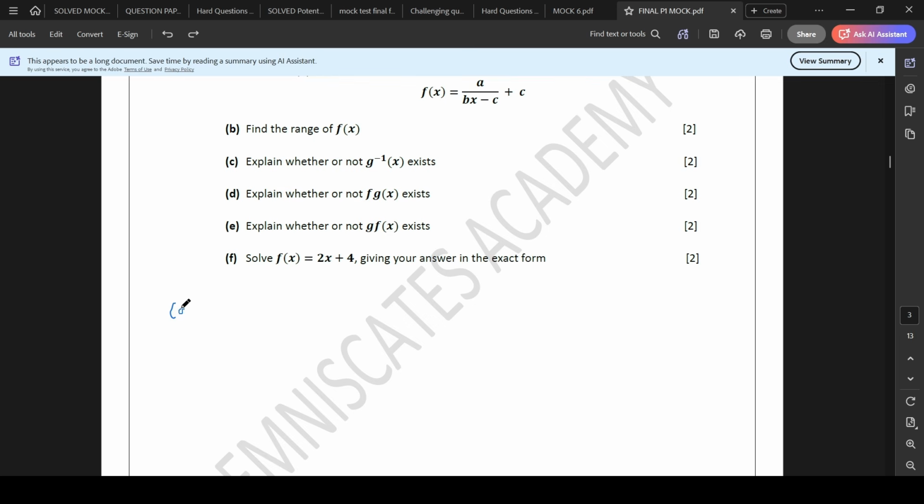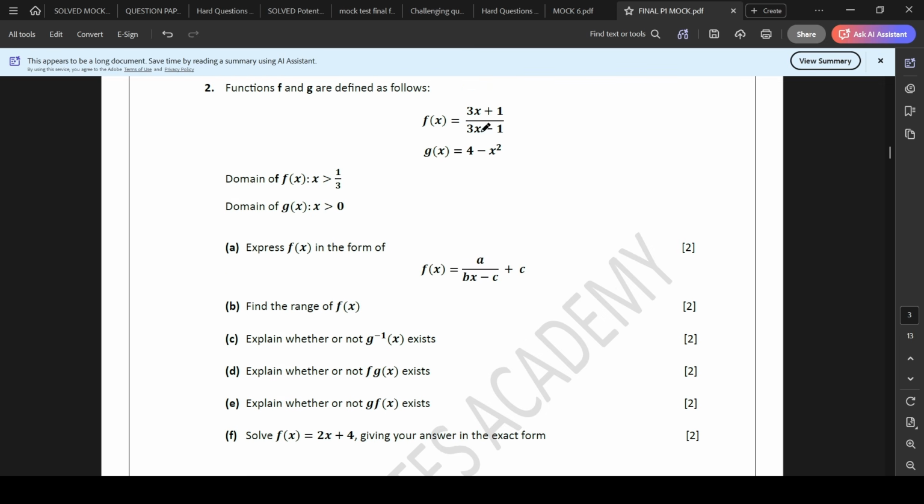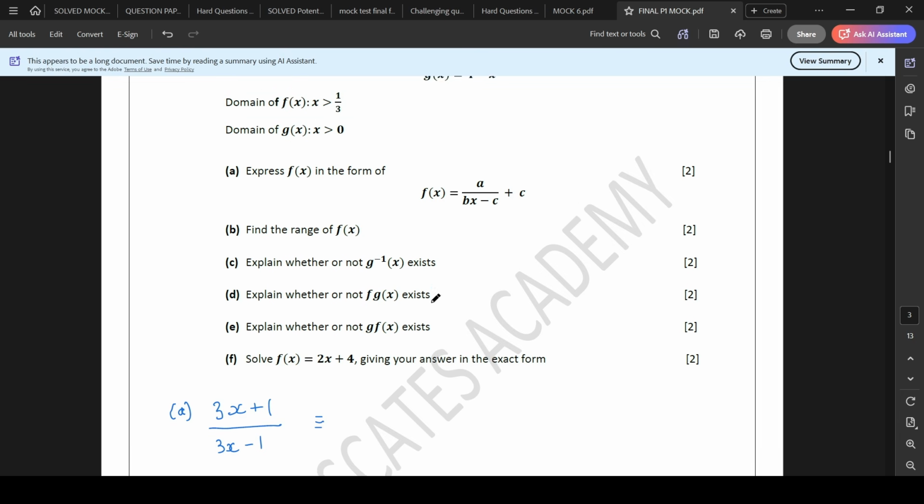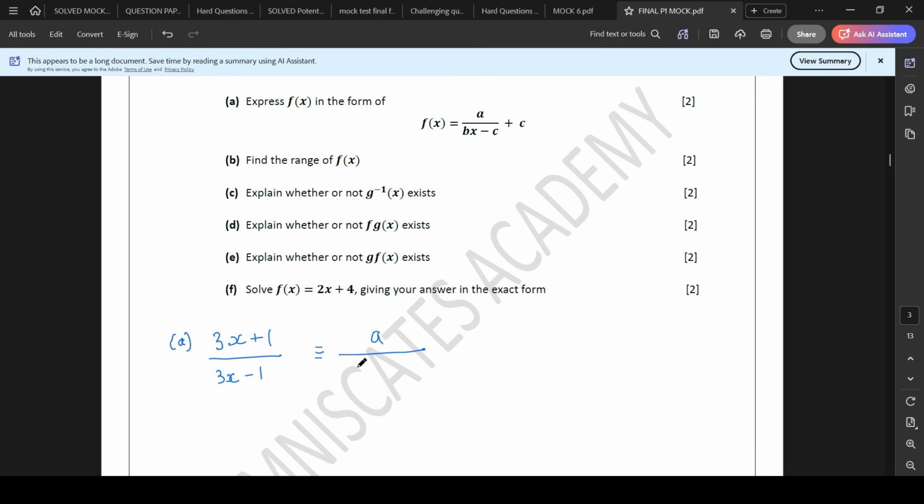I'll write my first part, and I'm trying to compare this function with this function. So what I can do is just say that 3x plus 1 over 3x minus 1 is equivalent to a by bx minus c plus c.